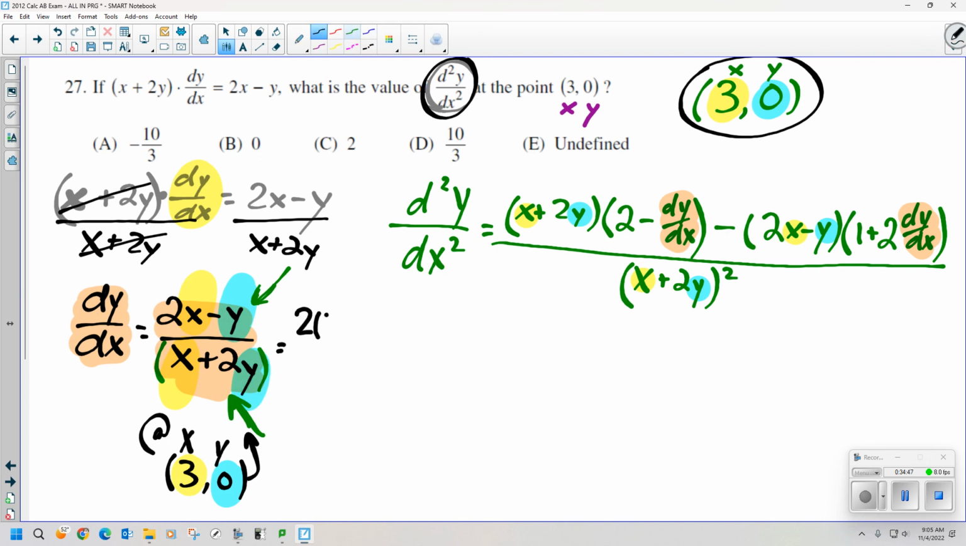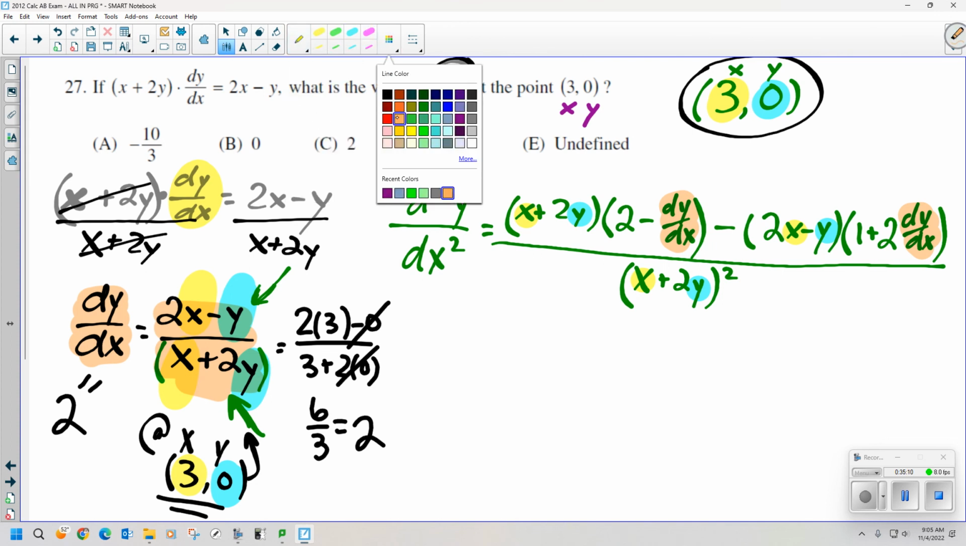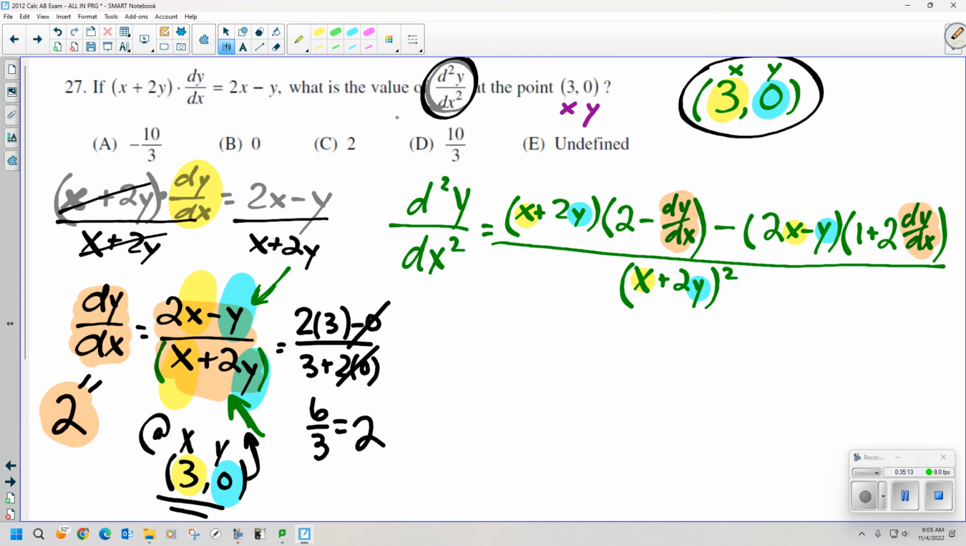Let's calculate. 2 times 3 minus 0 over 3 plus 2 times 0. Bye-bye, bye-bye. 6 over 3, which equals 2. dy dx at this point is going to equal 2, which means I'm going to put a 2 in for all of my dy dx's right here. 3 goes in for x, 0 goes in for y, and a 2 goes into dy dx.